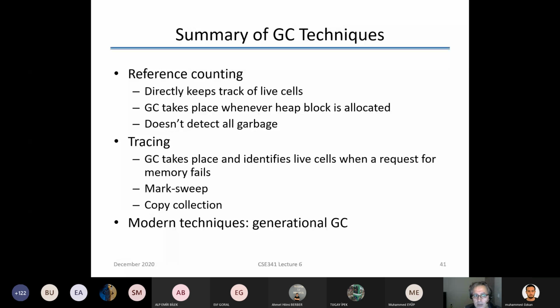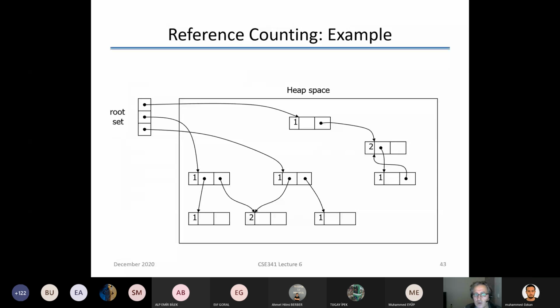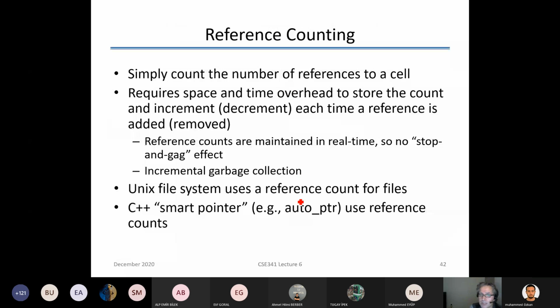So reference counting is very simple. You have an additional bit of information on your block, on your cell, and it says how many root sets and other cells are referring to it. So for example, here there is only one referring to this one, and this one is one, and this one is one, and this one is two. Okay, so you have this information. Simply, you count the number of references to a cell.